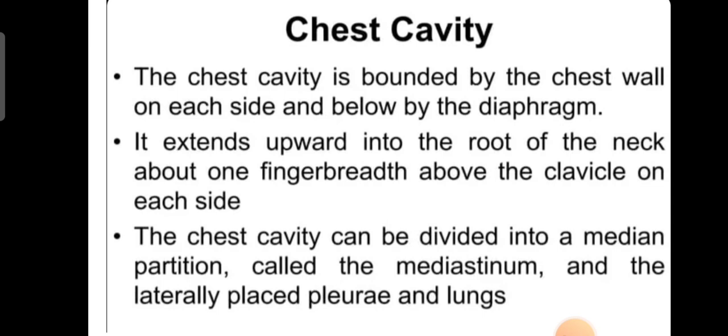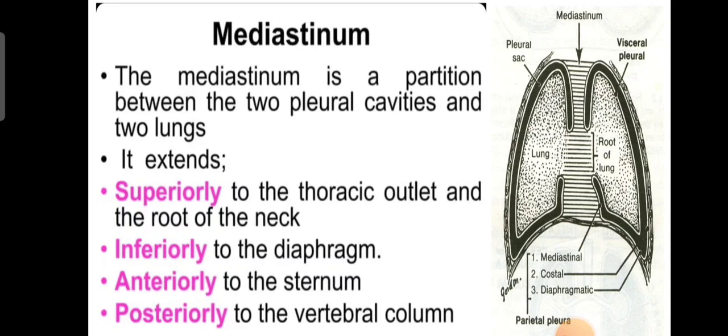This cavity can be divided into a median partition known as the mediastinum and the laterally placed pleurae and the lungs. So mediastinum is a partition between the two pleural cavities and the two lungs, as we can see in the diagram. Superiorly it is extending to the thoracic outlet and to the root of the neck, and below we have the diaphragm. Anteriorly we have the sternum and posteriorly we have the vertebral column.